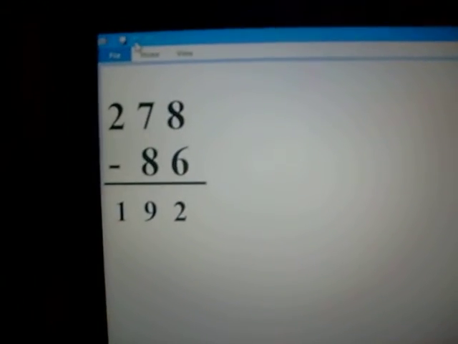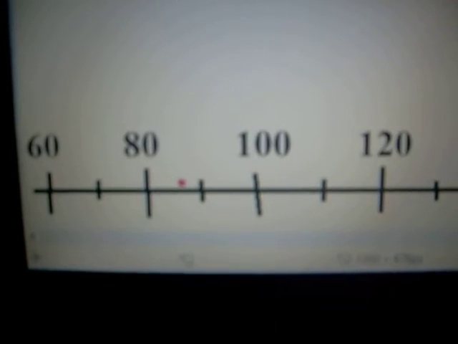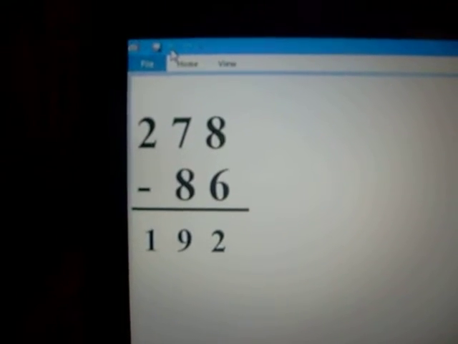Okay, so we're going to start on a number line with our smallest number, which is 86. That's going to be right about here where you see the red dot. The small line in the middle is 90, the red dot would be 86. Then we need to get to 278. So that's going to be this red dot right up here.